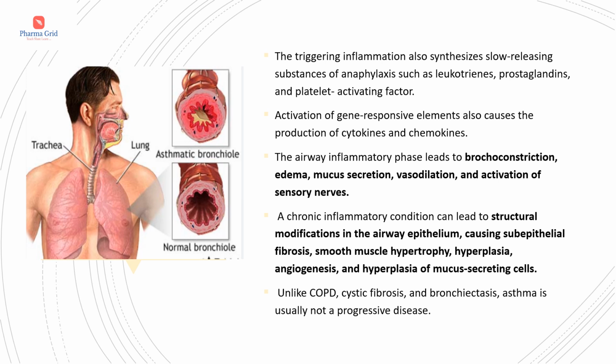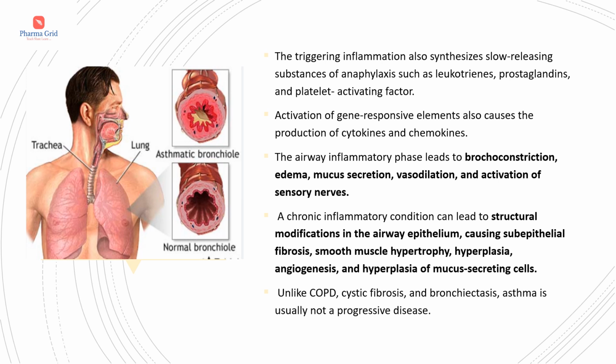The triggering inflammation also synthesizes slow releasing substances of anaphylaxis such as leukotrienes, prostaglandins, and platelet activating factor. Activation of gene responsive elements also causes the production of cytokines and chemokines. So all these mediators together contribute to the airway inflammation. The airway inflammatory phase leads to bronchoconstriction, edema, mucus secretion, vasodilatation, and activation of sensory nerves.